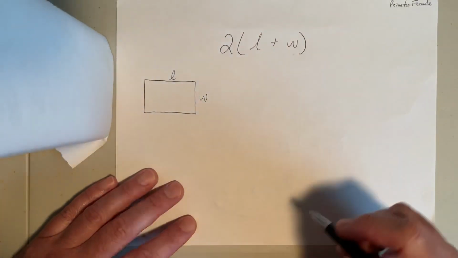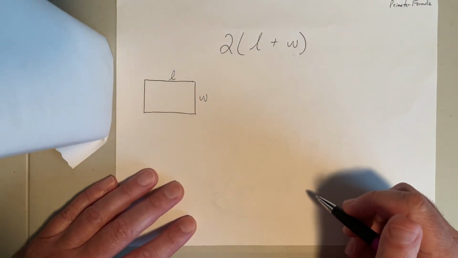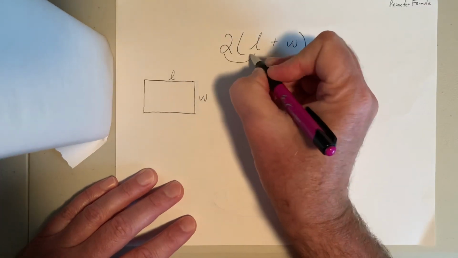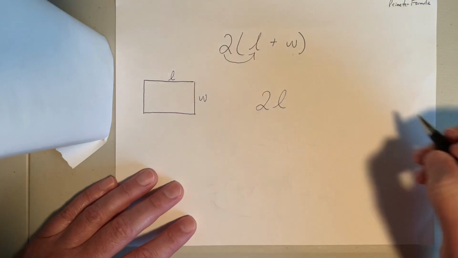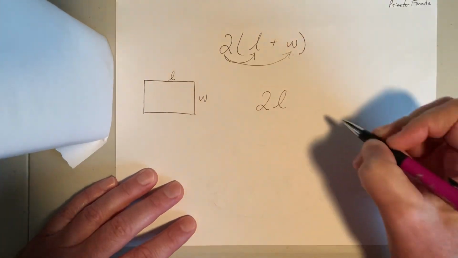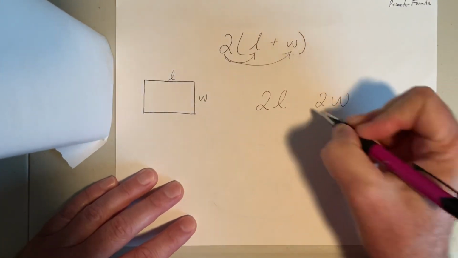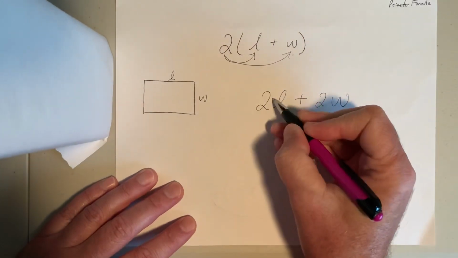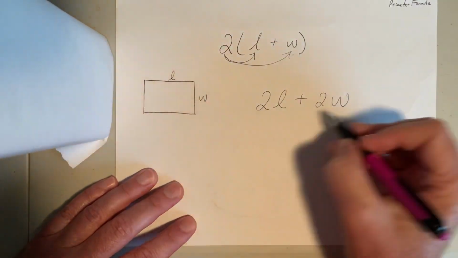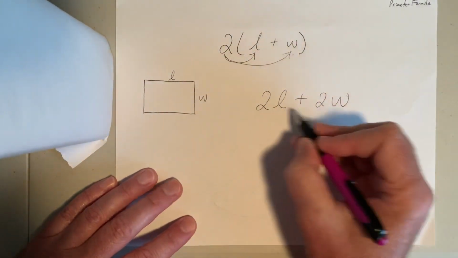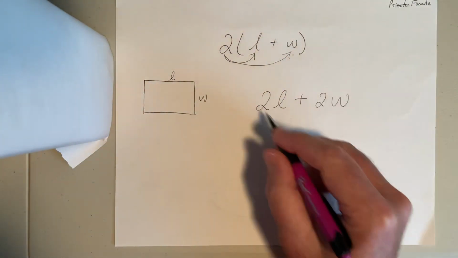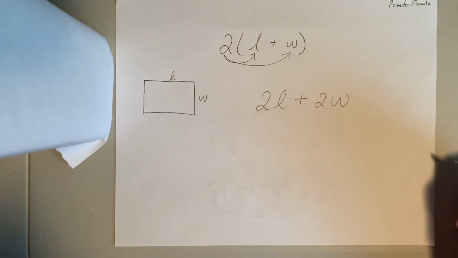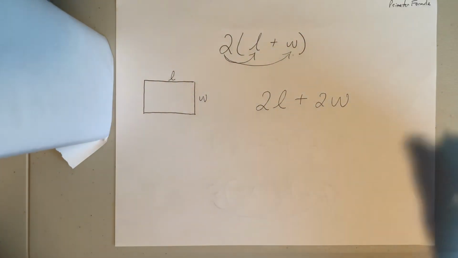Now, the other way you might want to use the perimeter formula is to distribute. Maybe you want to take this 2 times L, which would be 2L, which is 2 lengths, and then distribute this 2 to the W, which would be 2W. So you take 2 lengths and 2 widths and add those together. You use this formula a lot in algebra. You're going to see it both ways in algebra, okay? So it's really easy to use.